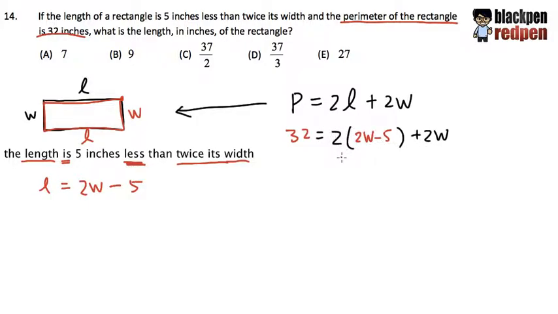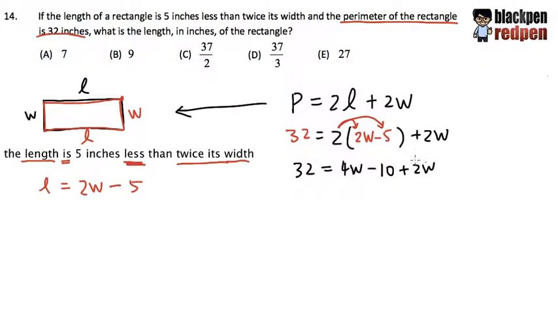And the key is we have this parentheses, we will have to do what? We will have to take this 2 in front of the parentheses and then distribute it inside. Let's work this out. Here we have 32. This is equal to 2 times 2w, that's 4w. And then we distribute, so remember to multiply 2 times negative 5, that's negative 10. So we have 4w minus 10. And we also have this 2w, so let me bring down plus 2w like this.